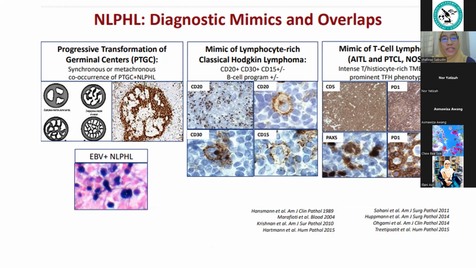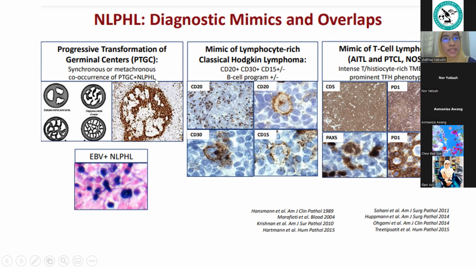because when we are doing the workup, we need to also consider these lymphomas. Are we dealing with them, or are we really dealing with nodular lymphocyte predominant Hodgkin lymphoma and T-histiocyte rich B-cell lymphoma? One non-neoplastic lesion is progressive transformation of germinal center. This non-neoplastic lesion can be synchronous or metachronous, and it can co-occur with nodular lymphocyte predominant Hodgkin lymphoma.